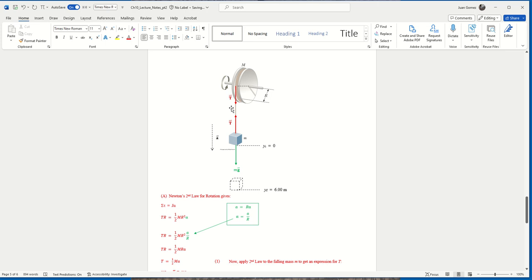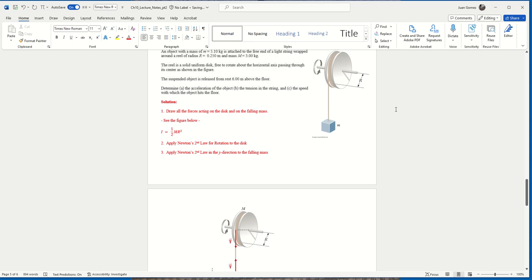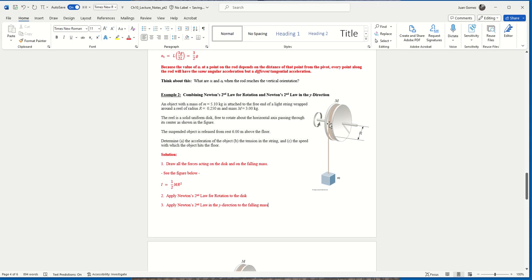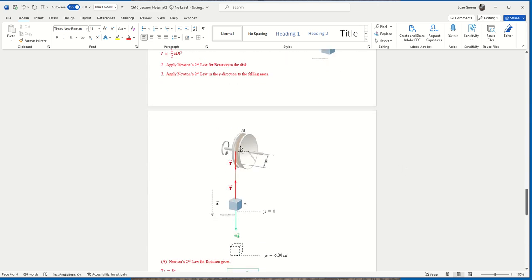That is the tangential acceleration of the disk, because the tangential acceleration of this point on the disk is the same as the acceleration of the falling mass. Now, what forces are acting on the disk? Well, there's only one. The string is attached to the disk right at the edge, and it exerts the equal but opposite tension force. By Newton's third law, those tension forces are the same magnitude but opposite directions. That's the tension force on the disk.